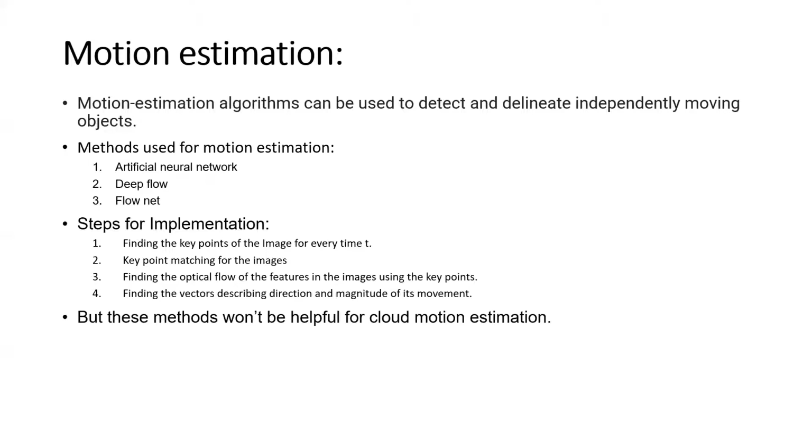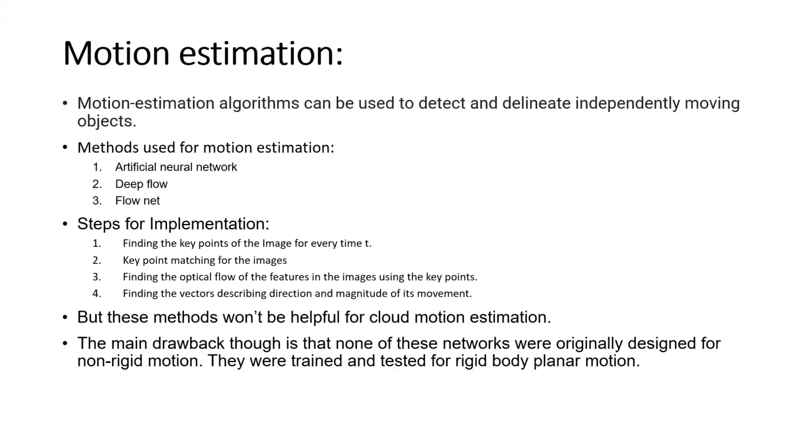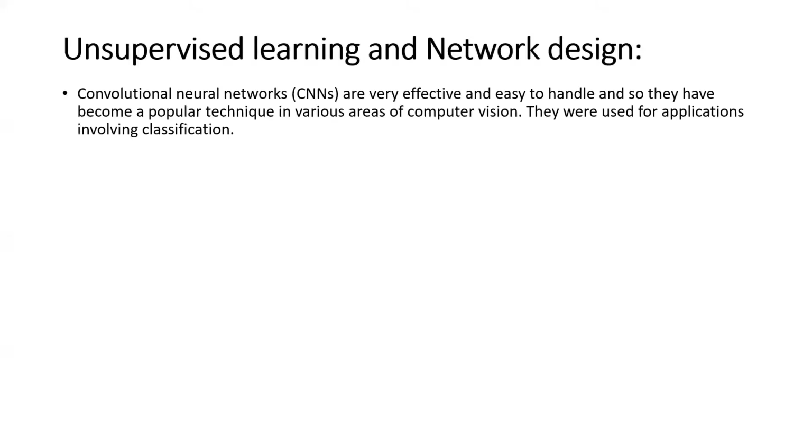But these methods won't be helpful to find the cloud motion. The main reason was that none of these networks are originally designed for non-rigid motion. They were basically trained and tested for rigid body motions only. So as mentioned earlier, we will be proposing a network designed for unsupervised data sets using convolution networks, which is quite effective and easy to handle.